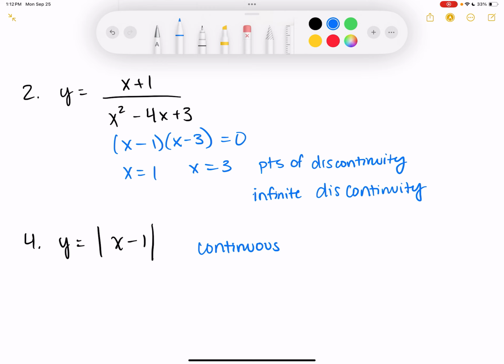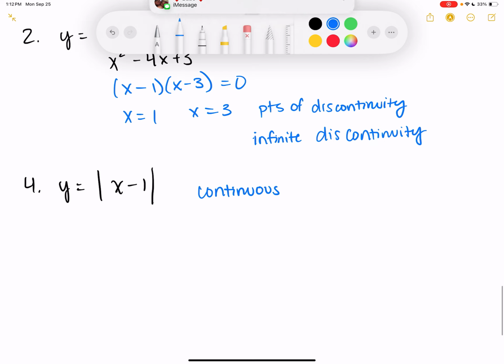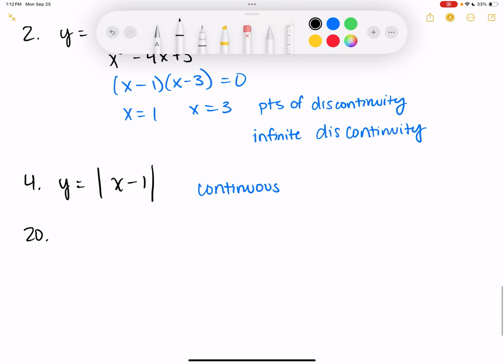All right, next thing, number 20. These say find each point of discontinuity and which of the discontinuities are removable, not removable, and then give reasons for your answer. So, 20. F of x is equal to 3 minus x when x is less than 2, 2 when x is equal to 2, and x over 2 when x is greater than 2.